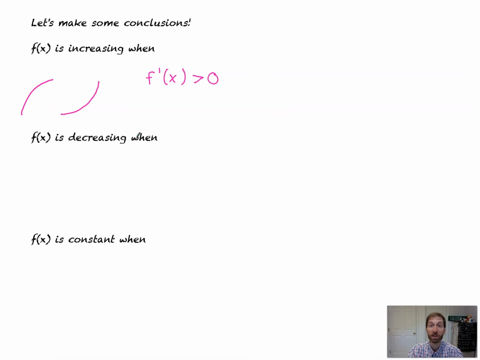F of x is decreasing when? Well, it stands to reason it would be the opposite of this, and that's true. Here are the two ways that we could decrease. We've got a graph that looks like that, or a graph that looks like this. And of course, you could have a line too, right? You could have a positive slope line or a negative slope line. At any rate, f of x is decreasing when f prime of x is less than 0, where the slopes of the tangent lines are negative. That makes sense. We're going down, right? And we see that in our last graph that we just took a look at.